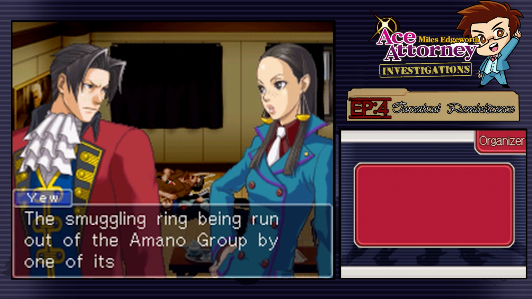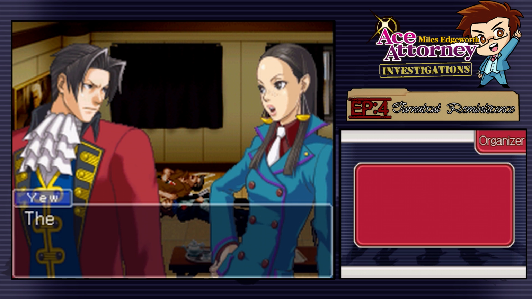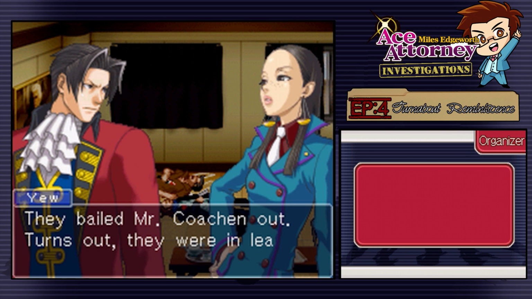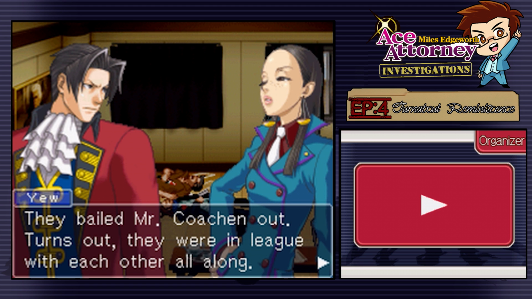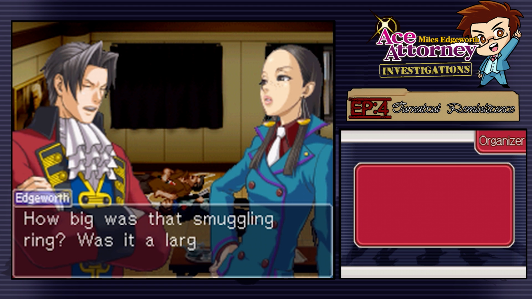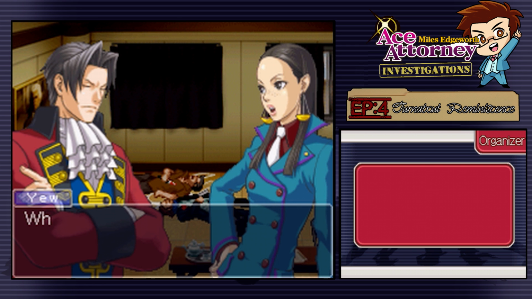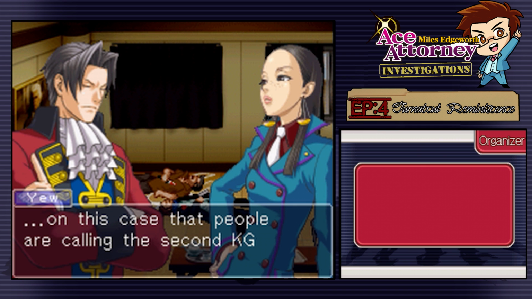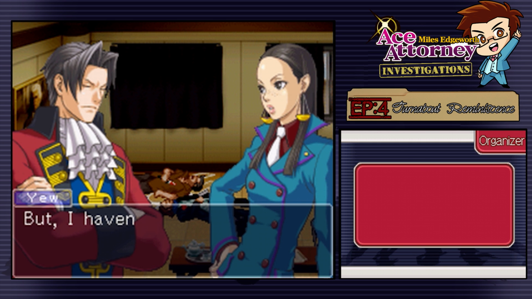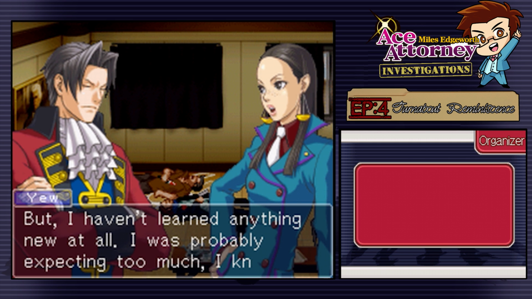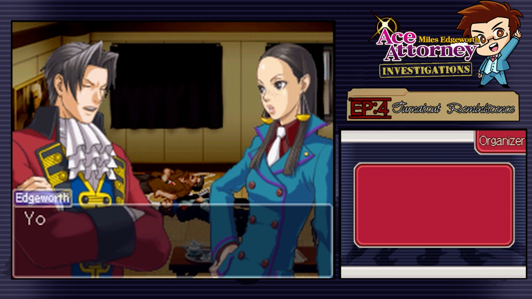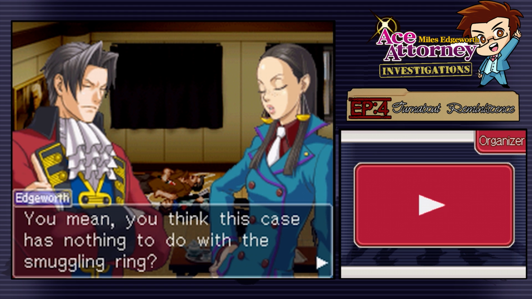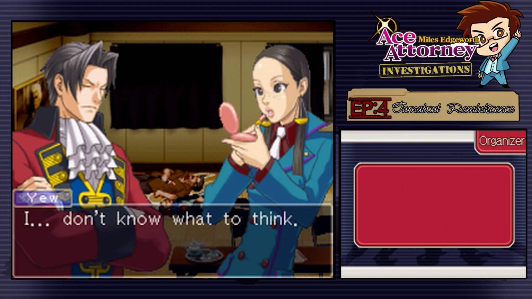The smuggling ring being run out of the Amano group by one of its secretaries. They bailed Mr. Kochin out. Turns out they were in league with each other all along. How big was that smuggling ring? Was it a large operation? I don't really know. Which is why I wanted to become the lead defense. On this case that people are calling the second KG-8 incident. But I haven't learned anything new at all. I was probably expecting too much, I know. You mean, you think this case has nothing to do with the smuggling ring? I don't know what to think.